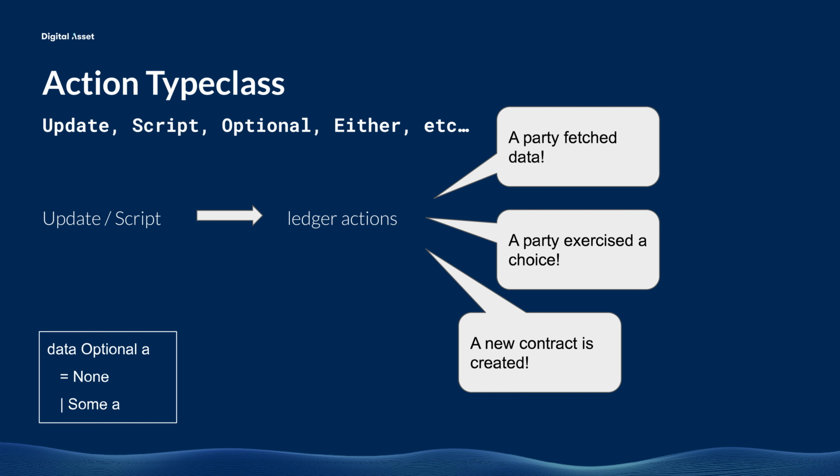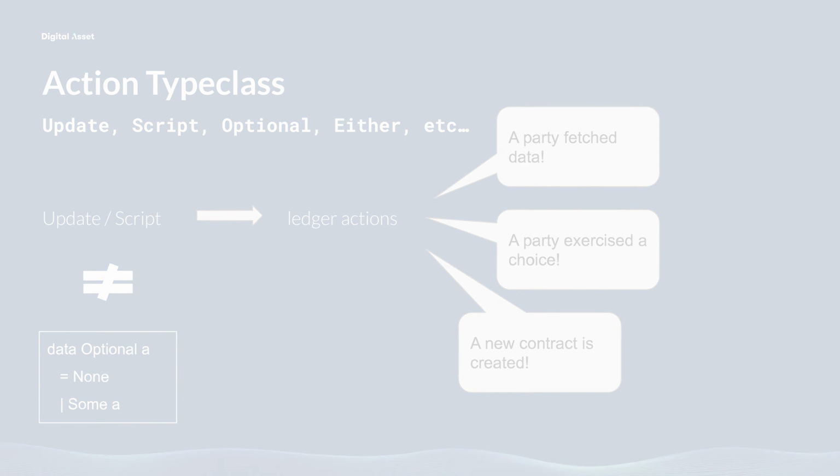For instance, optional is also a data type that happens to be an instance of action. However, optional evaluates to either some value or none. It does not evaluate to either update or script. Therefore, optional does not lead to a ledger action. Action in this lesson refers to the expressions that evaluate to either update or script.